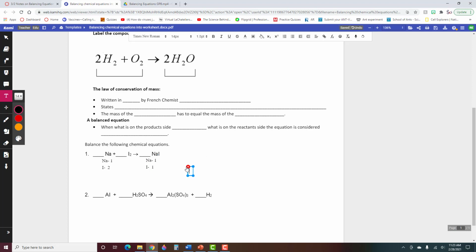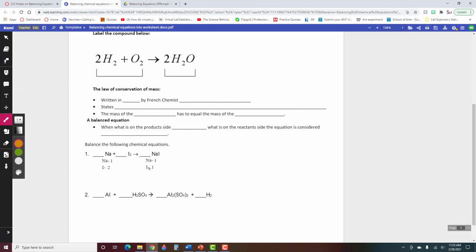All right, so now I have my counts. Then your job is going to be to make everything equal on the left and the right side, so that way they have the same numbers. And so Nas are equal. I have 1 Na over here and 1 Na over here, so those are already equal. I don't need to do anything to the Nas. But when I look at I, I have 2 I's on the left side, because I is one of those diatomics that likes to hang out in pairs instead of by itself. And so I has 2, but over here, the I only has 1.